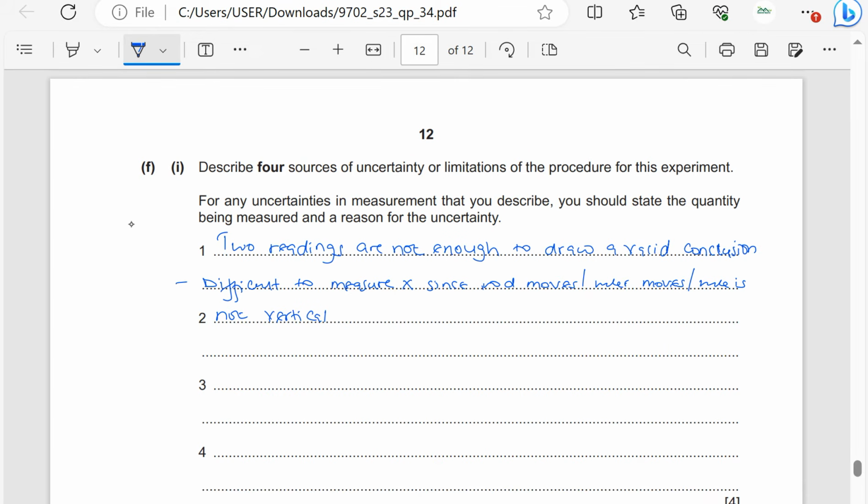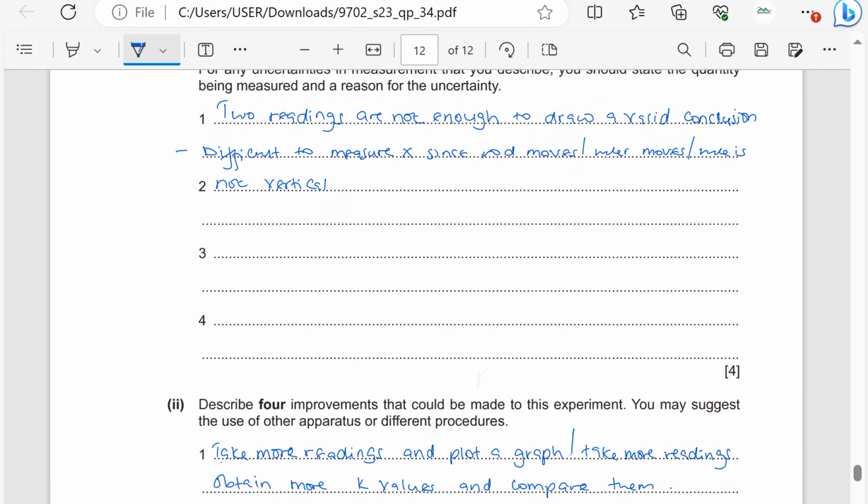I don't follow the lines because I want to write more limitations and more methods of improvement. So that's why I don't follow these lines.